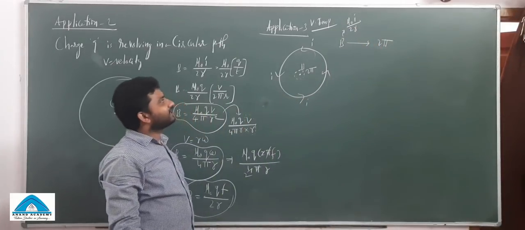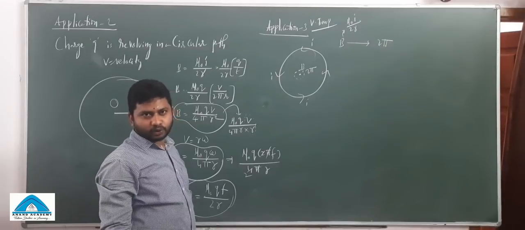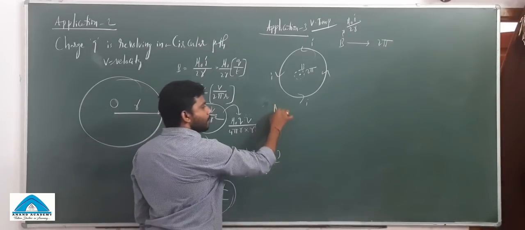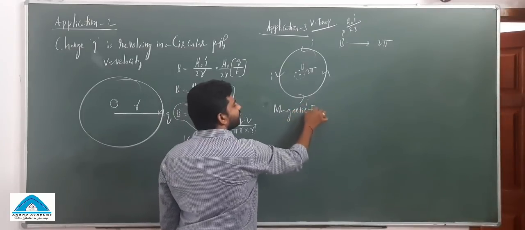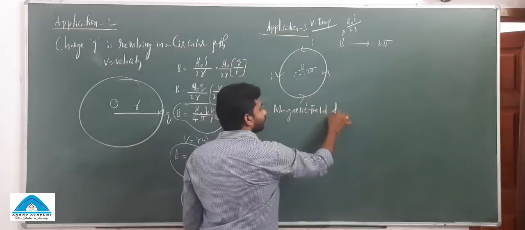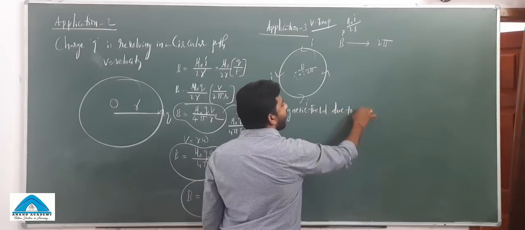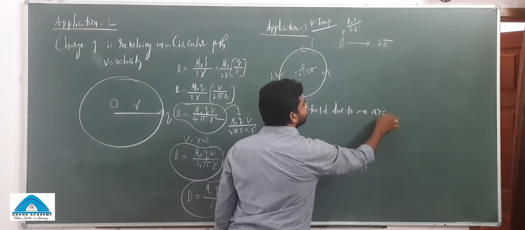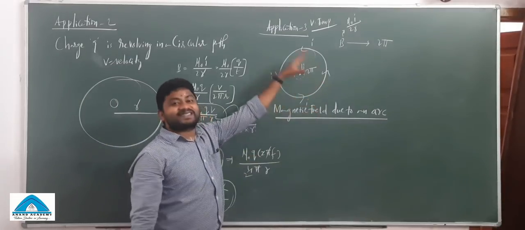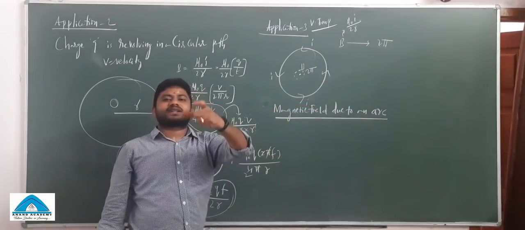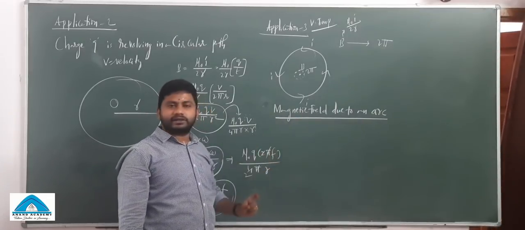Now, what is the name of the application? You know, that's the most important point here. So the magnetic field you get here is the magnetic field due to an arc, not due to a circle. Some part of the circle we will consider, that's an arc here.